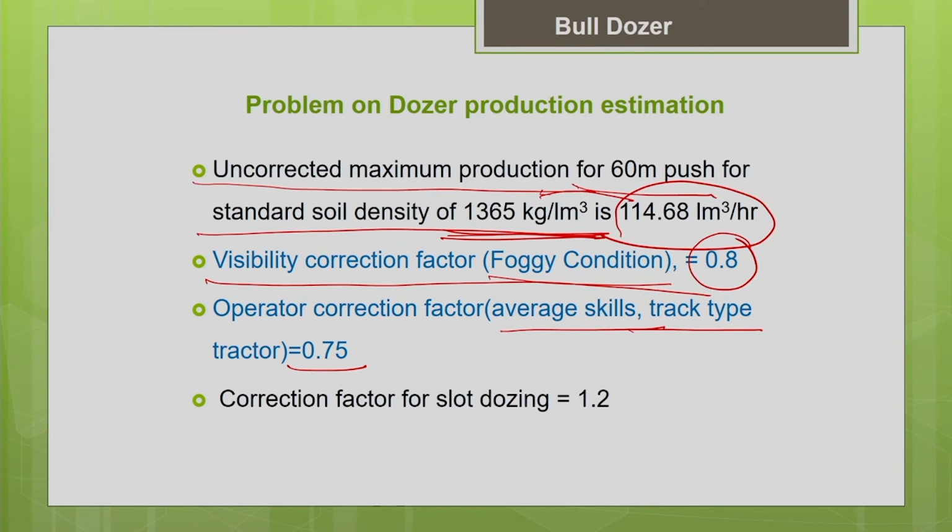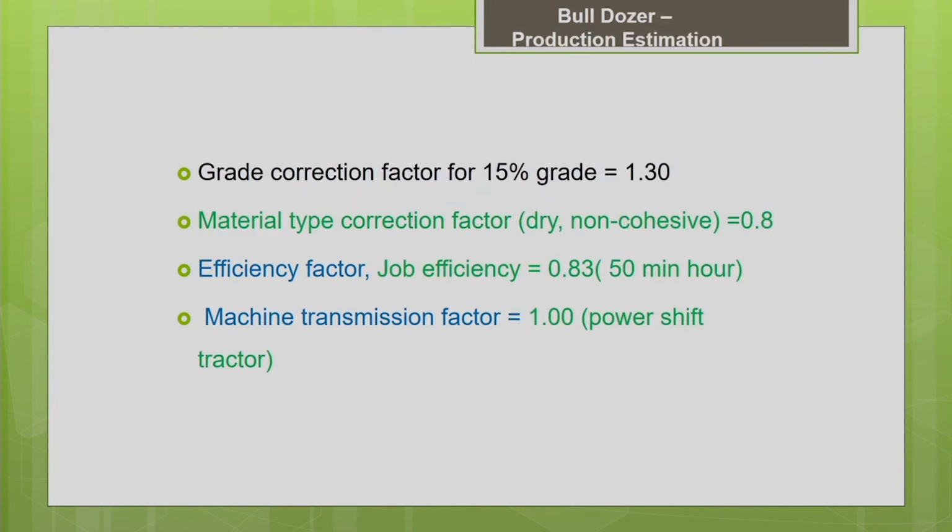Okay. Then slot dozing, in this problem you have adopted slot dozing. So, from dozing method perspective, this is even better than the ideal curve value. Okay. So, here you can see correction factor is 1.2, because this is going to enhance your productivity. Greater than 1, grade correction, you are moving down the slope. Okay, 15%, minus 15%. So, your correction factor increases. It is going to enhance the productivity. Okay. So, from grade perspective it is better than the value taken from the ideal curve.